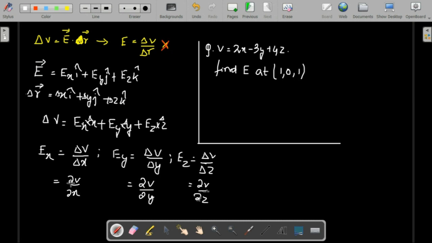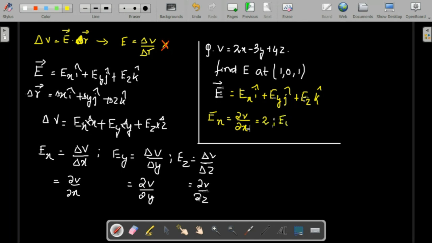So what we can do is use these results to find out the electric field. The electric field is not a scalar, it's a vector. And how do we write down the electric field? We can simply write it as Ex i cap plus Ey j cap plus Ez k cap. This is how we write down the electric field. Now I want to know the x component. We already have the formula here. Ex is del v by del x. So what is del v by del x here? It's just 2, right?